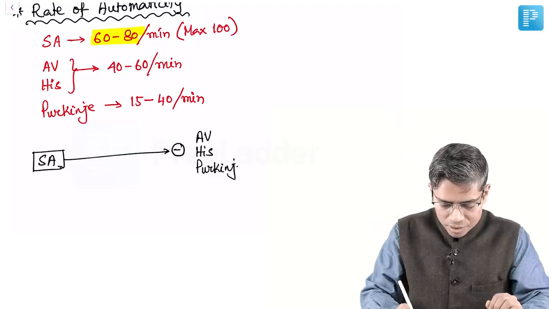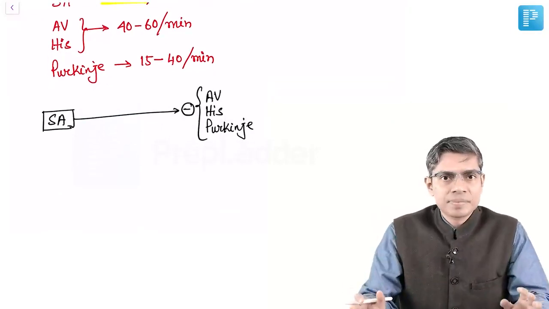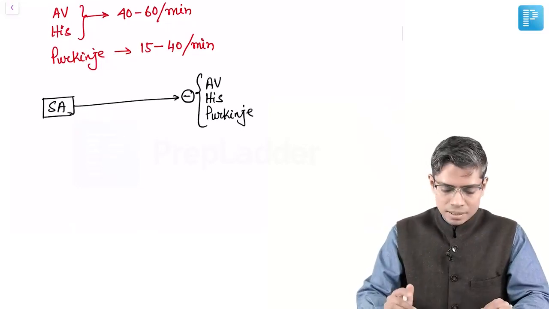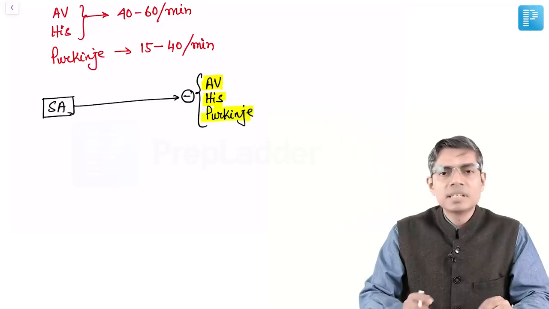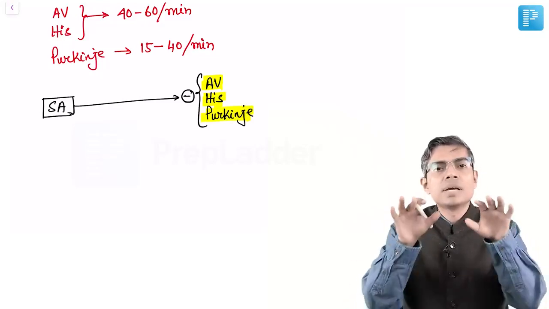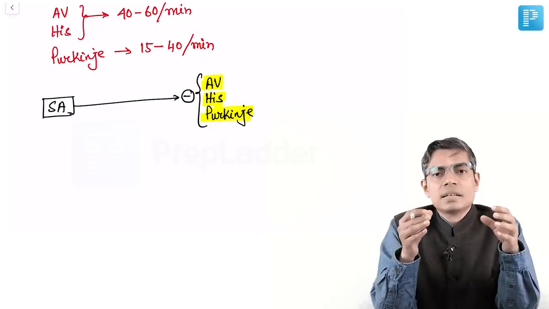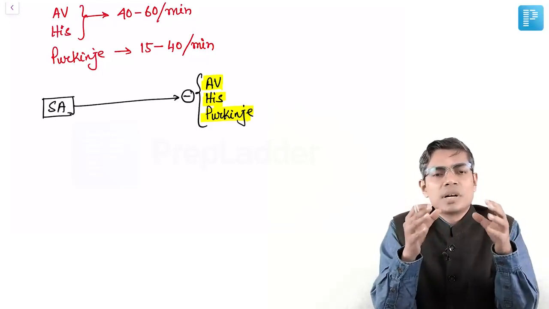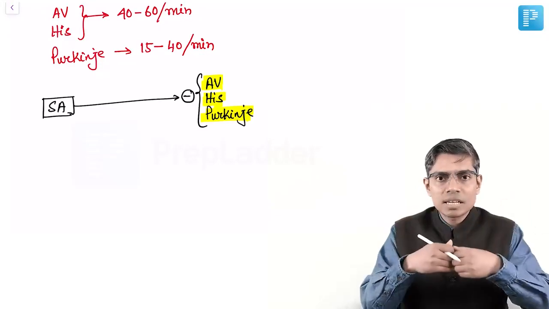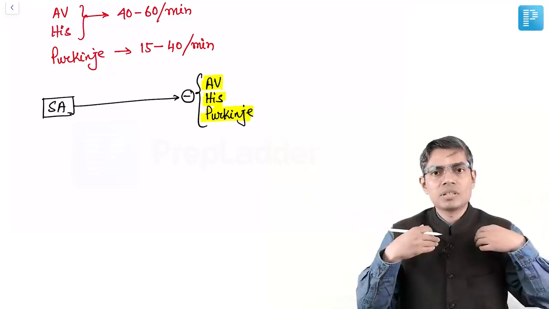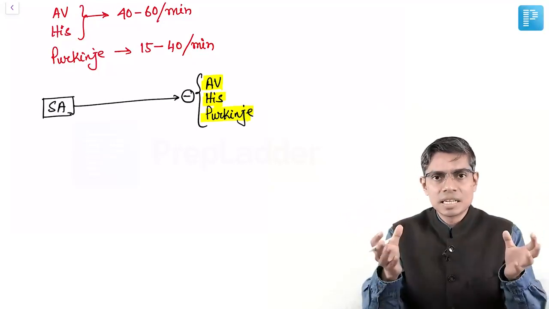What I'm saying, just try to understand that SA node is like the head of the department. So when the head of the department is present, then what will happen? This AV node, this bundle of His, the Purkinje fiber, they are the other faculties. Okay, they will remain inhibited. So SA node is the powerful. He is saying that AV node, bundle of His, Purkinje fiber, all of you, you don't have to produce heartbeat. You just conduct my impulses. Because SA node is the powerful, he is giving some instruction, and SA node is generating beat.